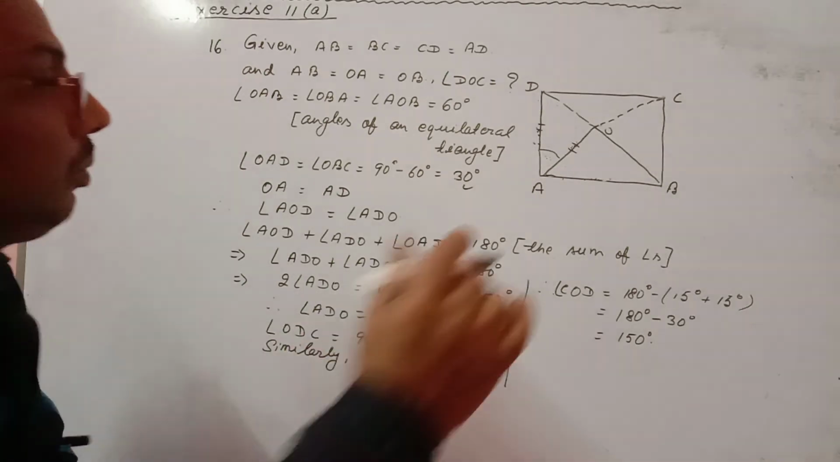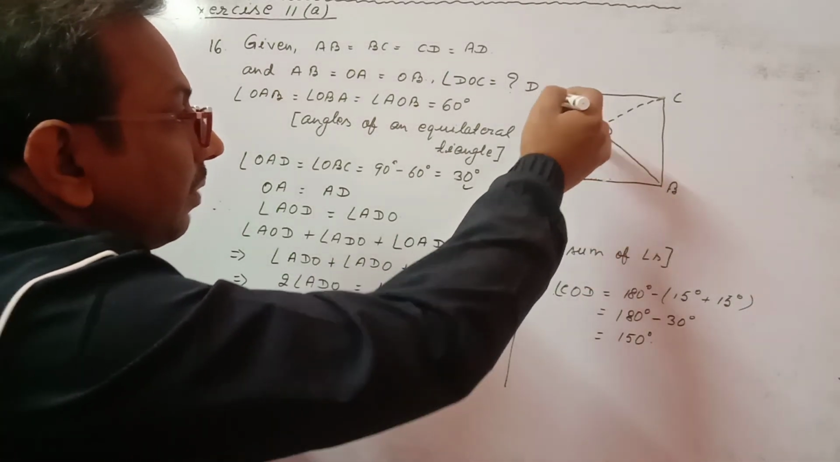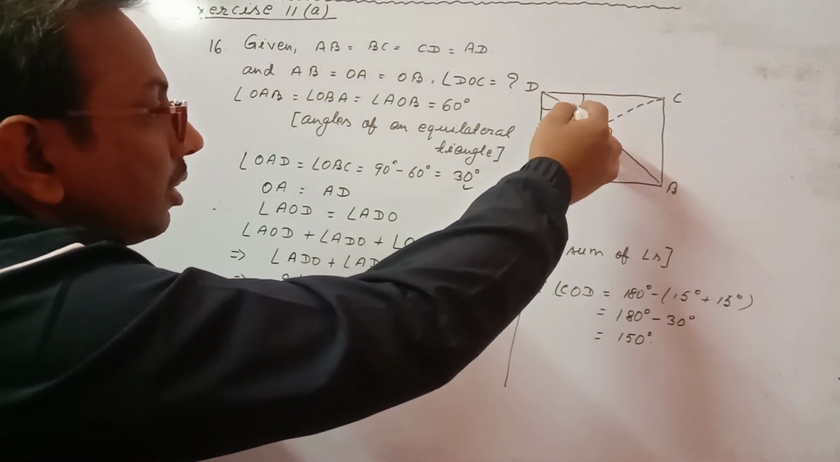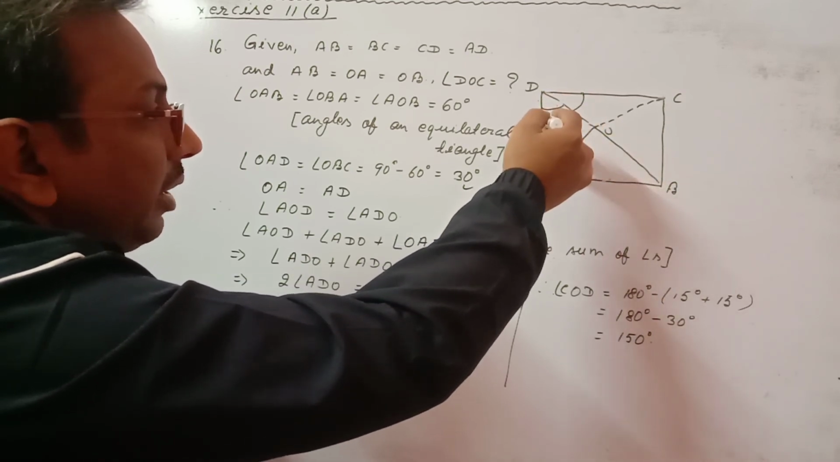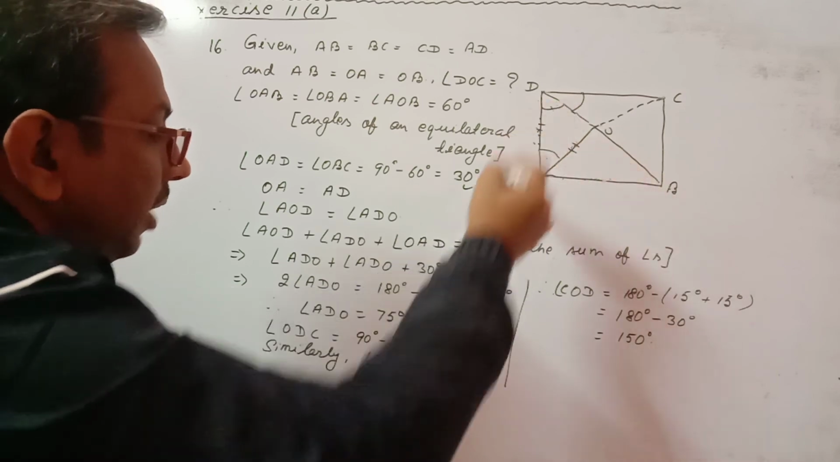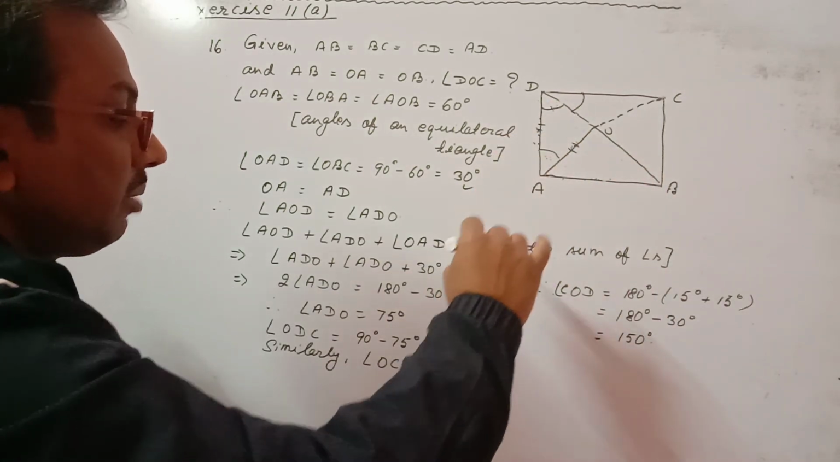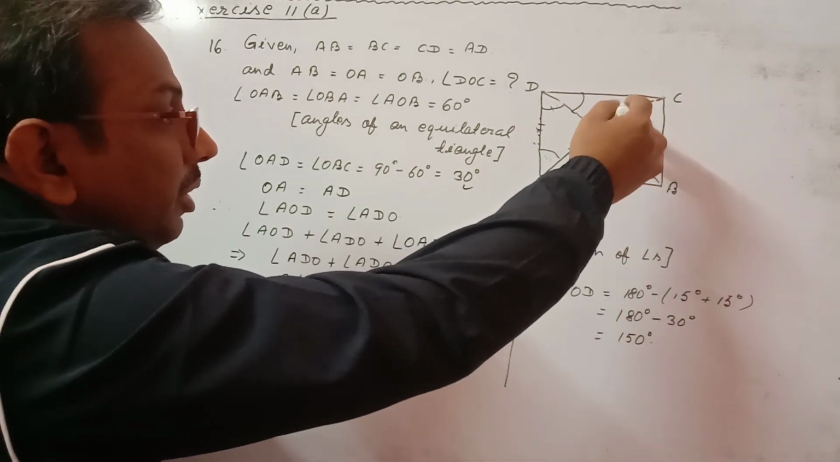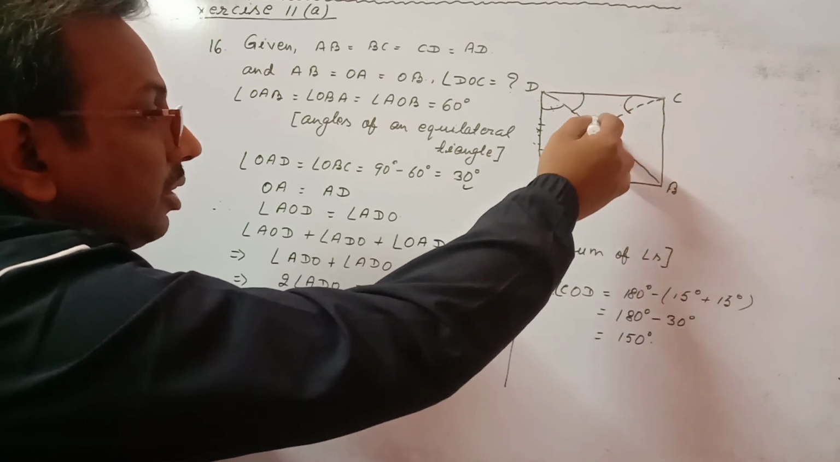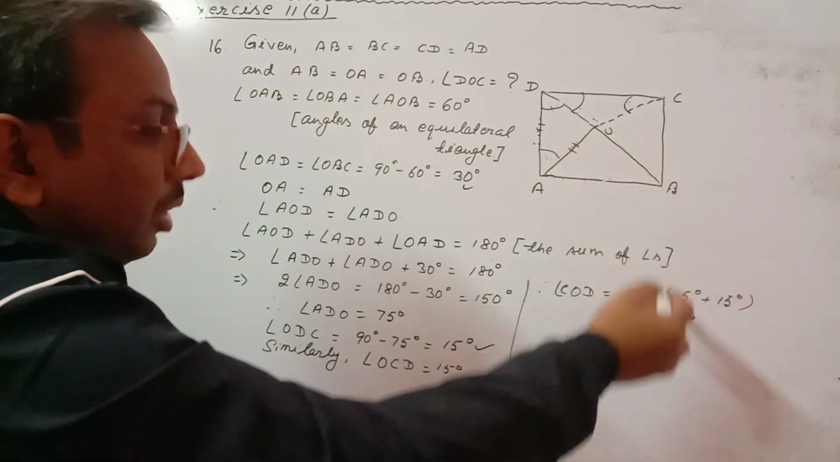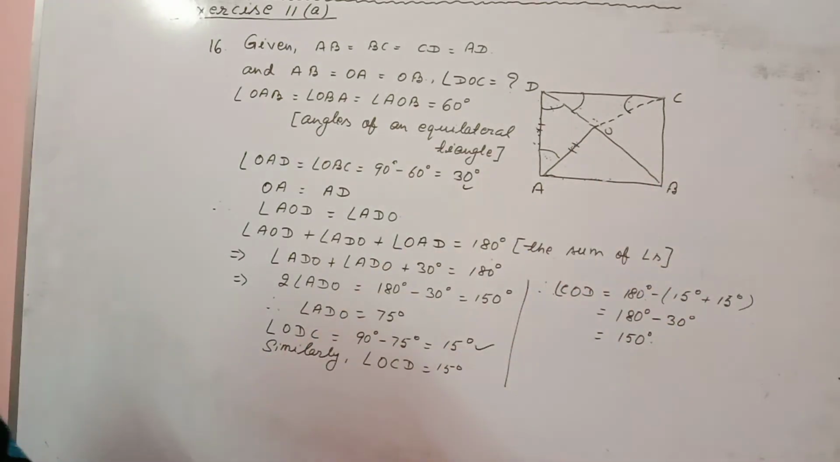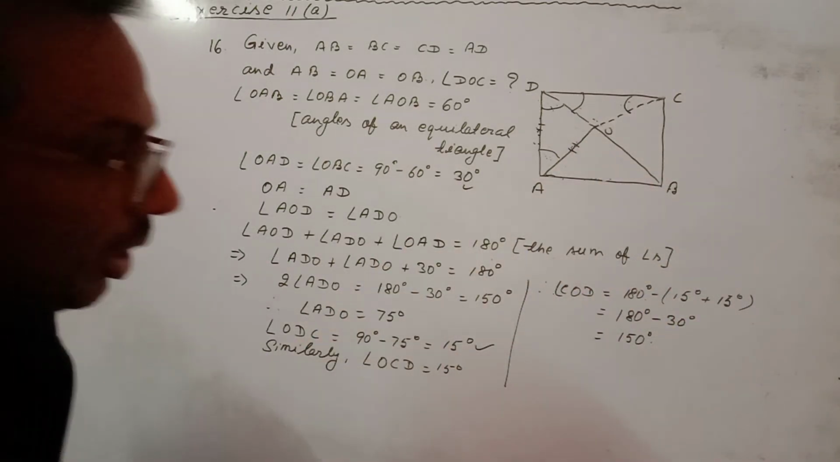Now ADO we got 75 degree. So how much will this angle be? This will be 90 degree minus 75 degree because this is the angle of a square, 90 degree. 90 degree minus 75 degree is equal to 15 degree. Similarly, we can get that this angle will also be 15 degree. So angle COD equal to 180 minus 15 plus 15, that is 180 minus 30, which is equal to 150 degree.